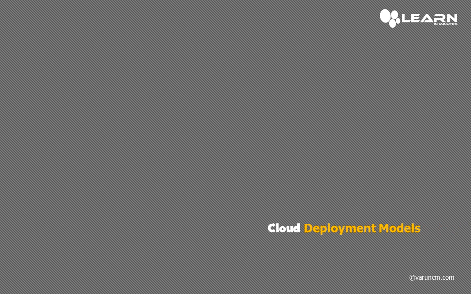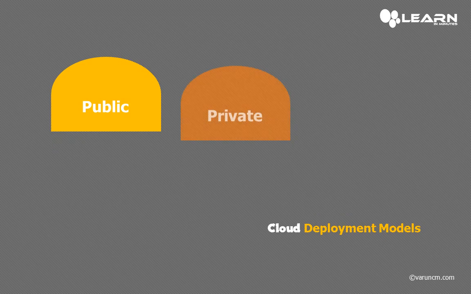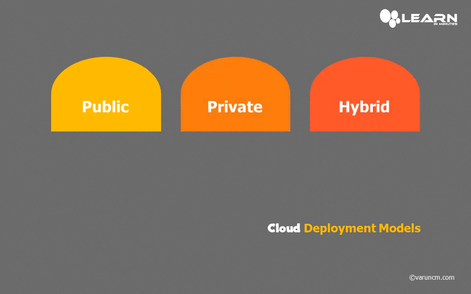The cloud service providers offer or create these deployment models in three ways: public, private, and hybrid. So we call them a public cloud, private cloud, and hybrid cloud. So number one is the public cloud.